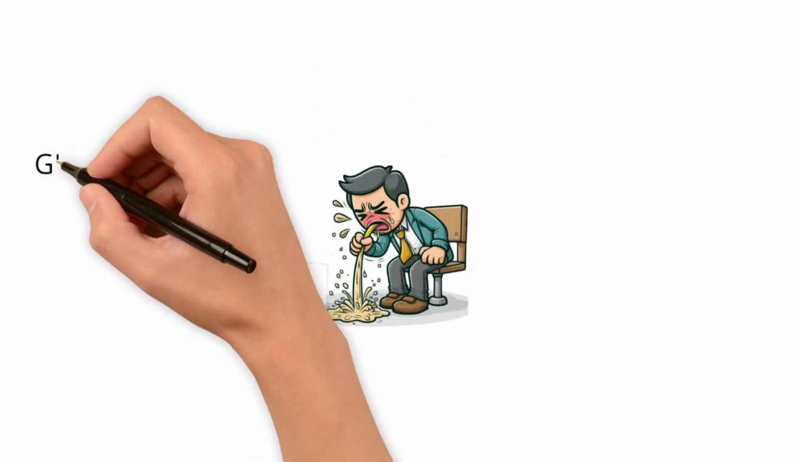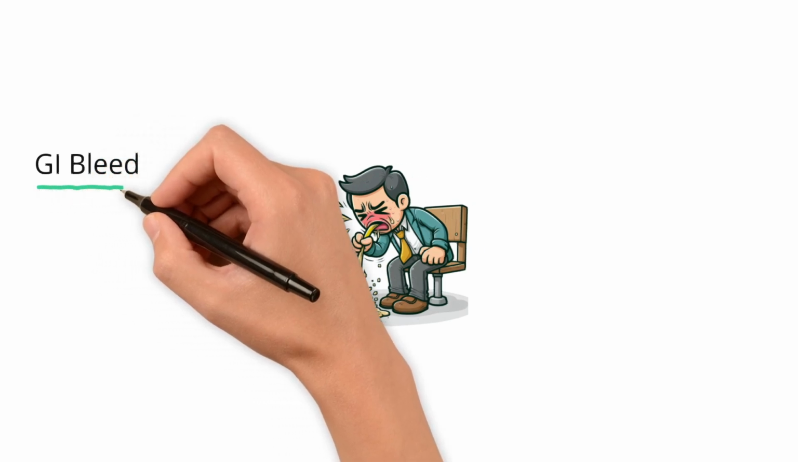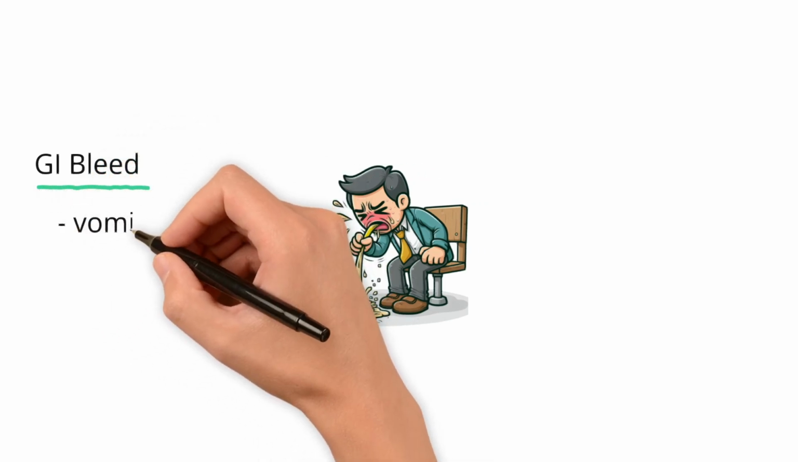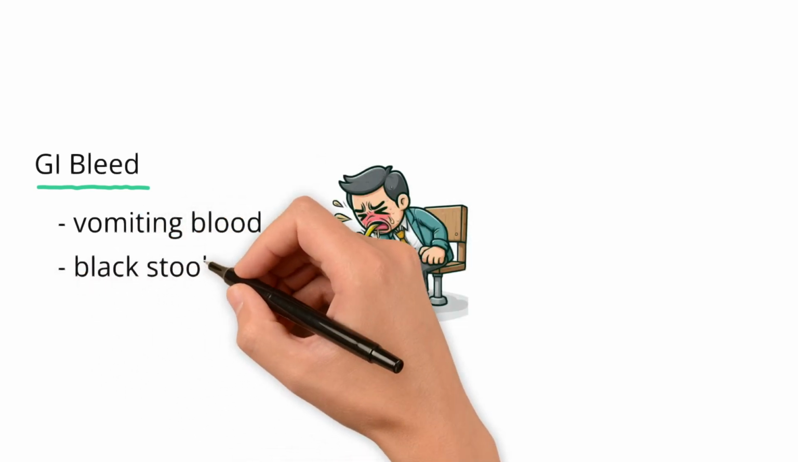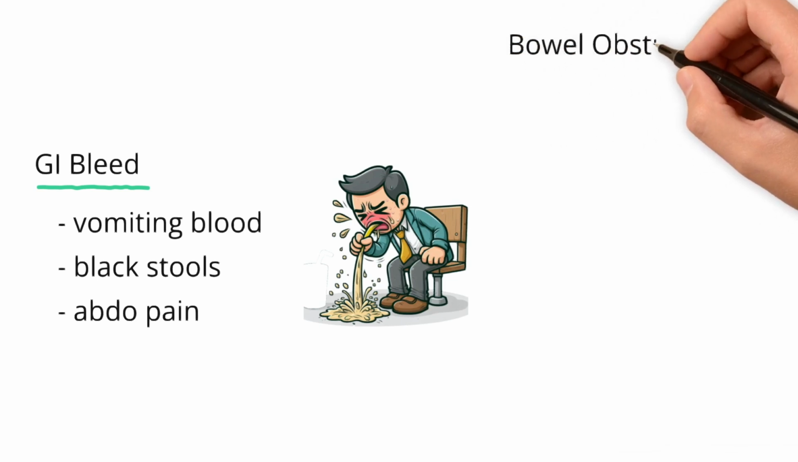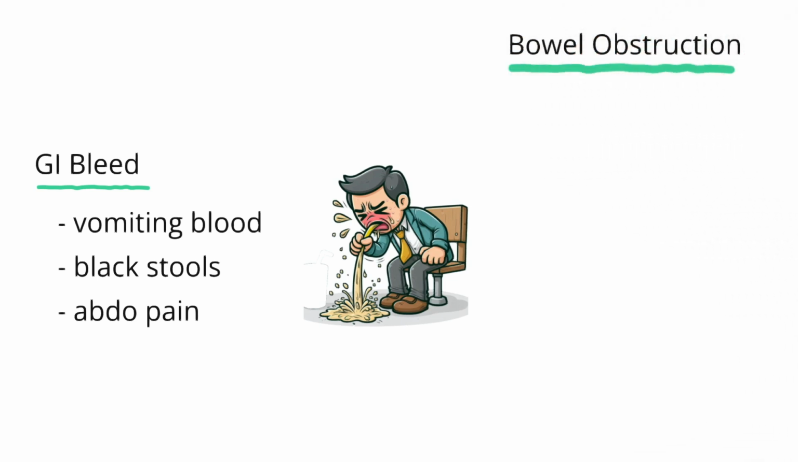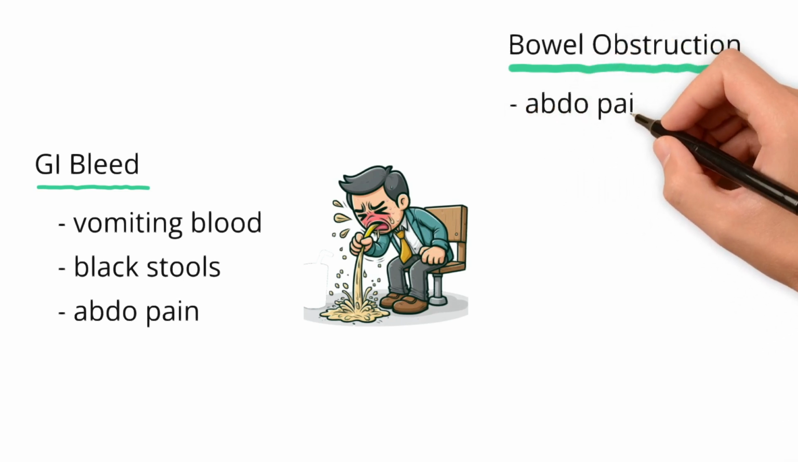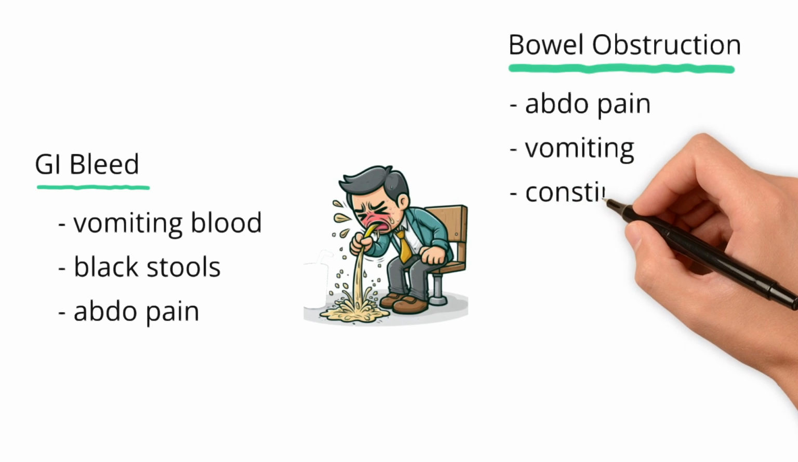Let's apply some of this knowledge to common emergency medical scenarios, which could include gastrointestinal bleeding, or GI bleed. Signs and symptoms of this include vomiting blood, having black tarry stools, and having severe abdominal pain. Bowel obstruction, and the signs and symptoms of this could include severe abdominal pain, vomiting, and constipation.